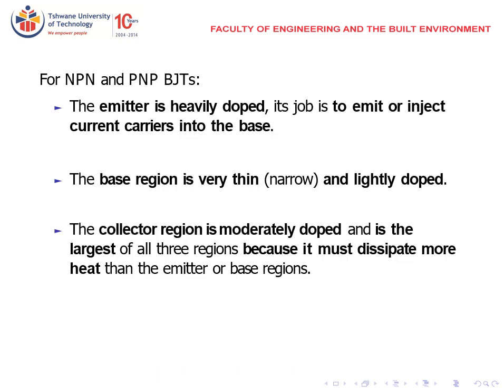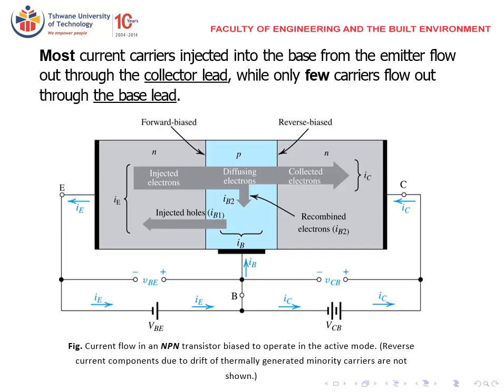For NPN and PNP transistors, the emitter is heavily doped. Its job is to emit or inject current carriers into the base. The base region is very thin, narrow, and lightly doped. The collector region is moderately doped and is the largest of all three because it must dissipate more heat than the emitter or the base regions.